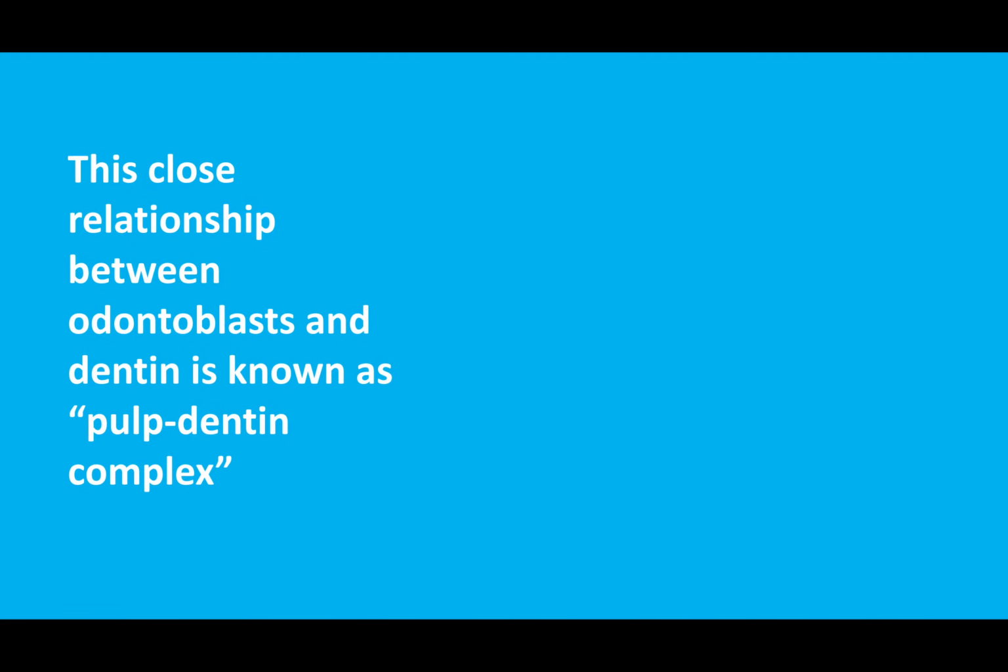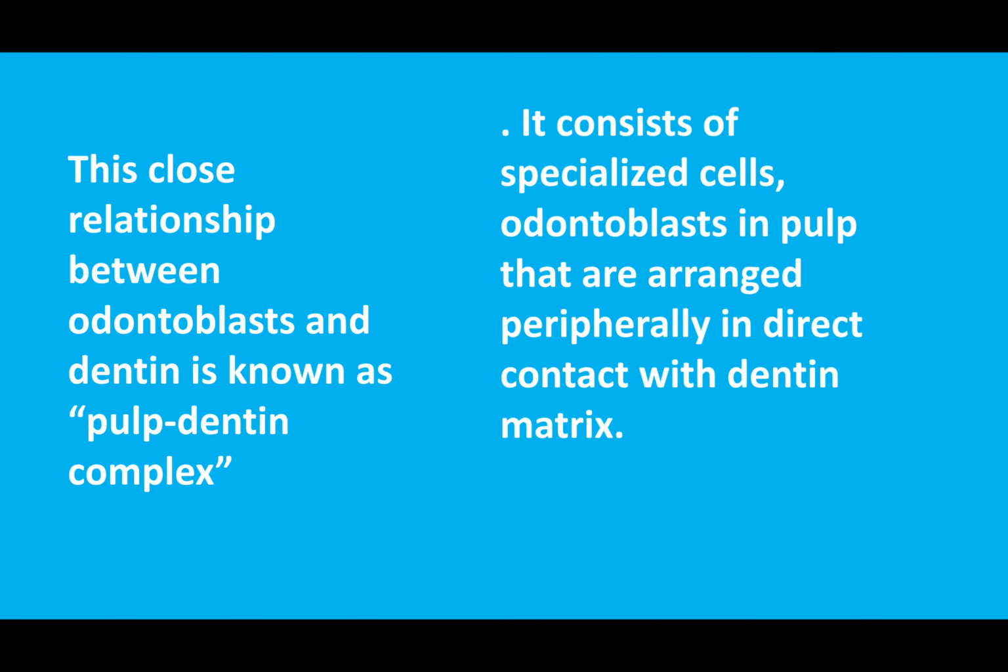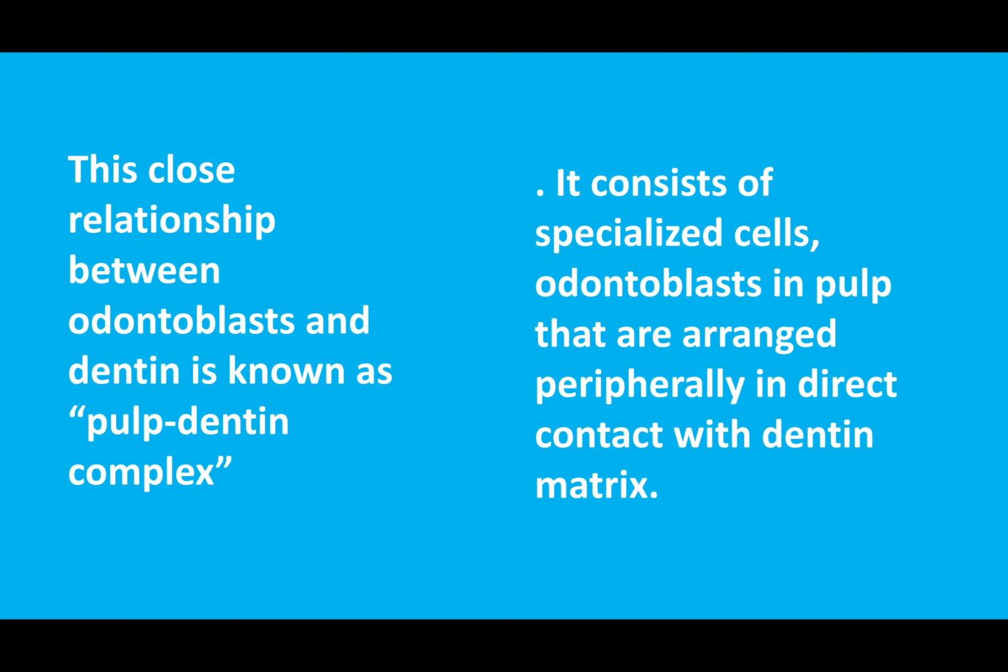Digging towards the pulp-dentin complex, it can be defined as the close relationship between odontoblasts, that are part of the pulp, and dentine. The pulp-dentin complex consists of specialized cells, the odontoblasts in the pulp, that are arranged peripherally in direct contact with the dentine matrix. So, in simple words, the pulp-dentin complex is the close relationship of the odontoblast and dentine.